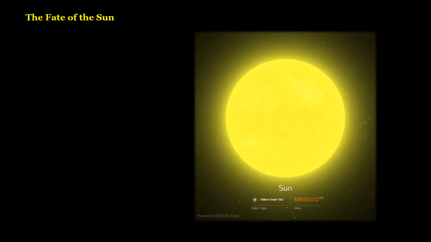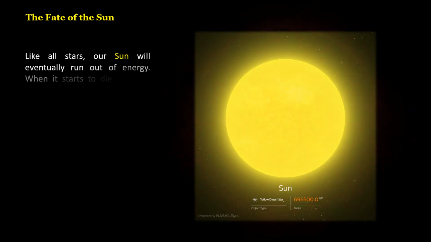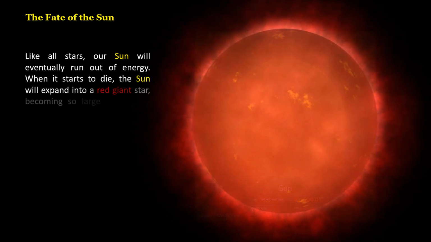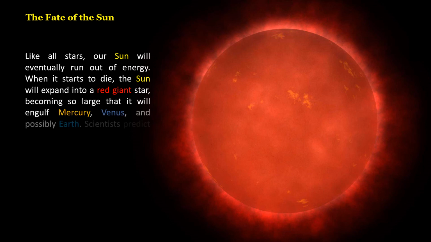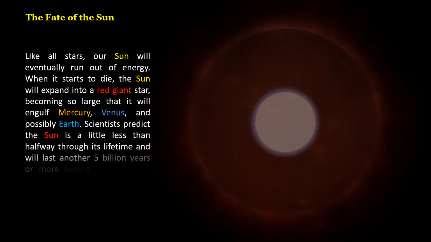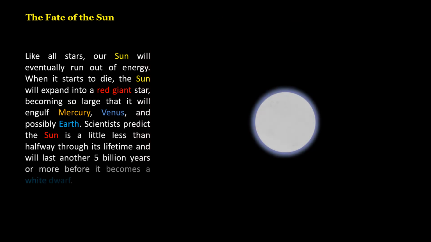The fate of the Sun. Like all stars, our Sun will eventually run out of energy. When it starts to die, the Sun will expand into a red giant star, becoming so large that it will engulf Mercury, Venus, and possibly Earth. Scientists predict the Sun is a little less than halfway through its lifetime and will last another 5 billion years or more before it becomes a white dwarf.